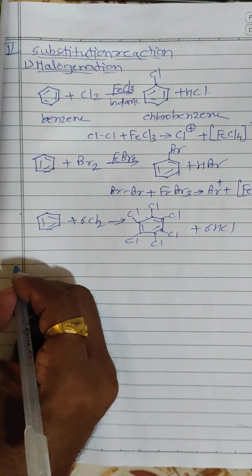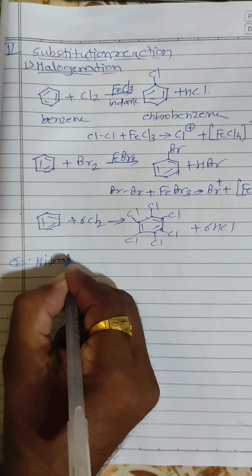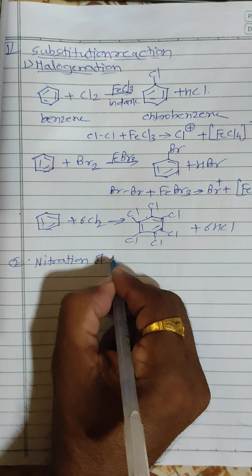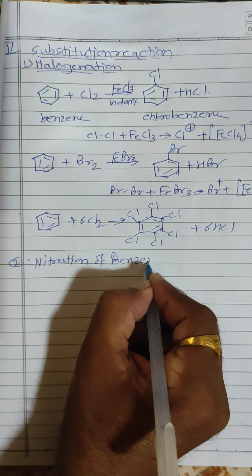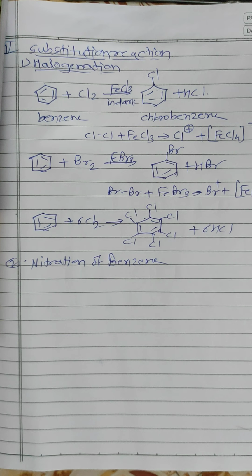Now the next reaction, reaction number 2, the nitration reaction. Nitration of benzene. In this reaction, benzene is treated with a mixture of concentrated nitric acid and concentrated sulfuric acid. That mixture is called the nitrating mixture, and at about 313 to 333 Kelvin it gives the corresponding nitrobenzene.